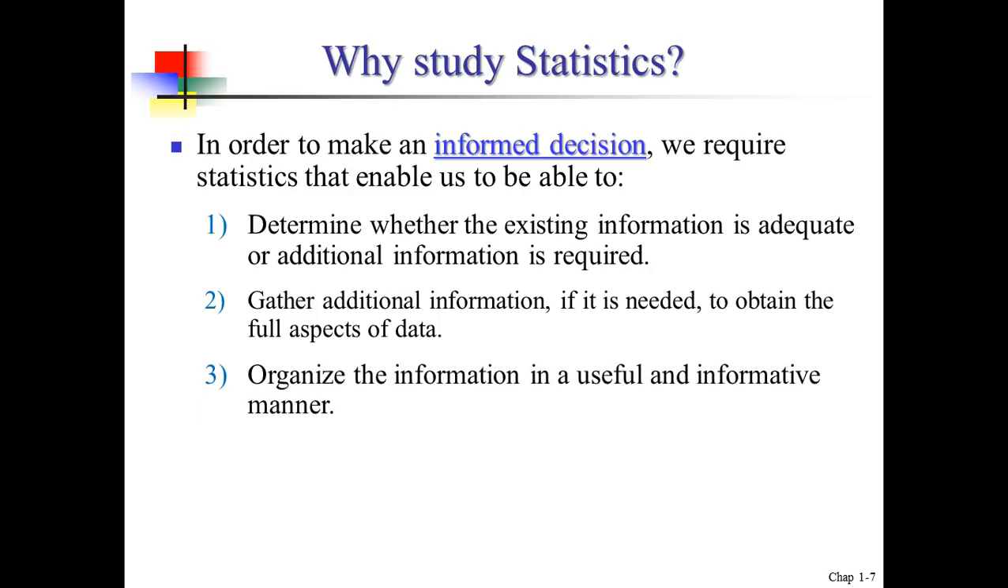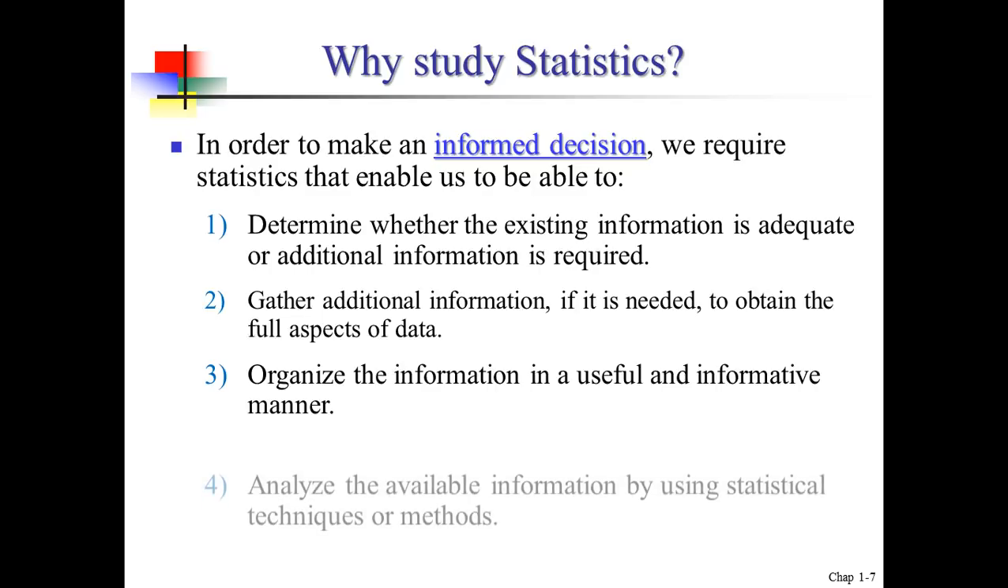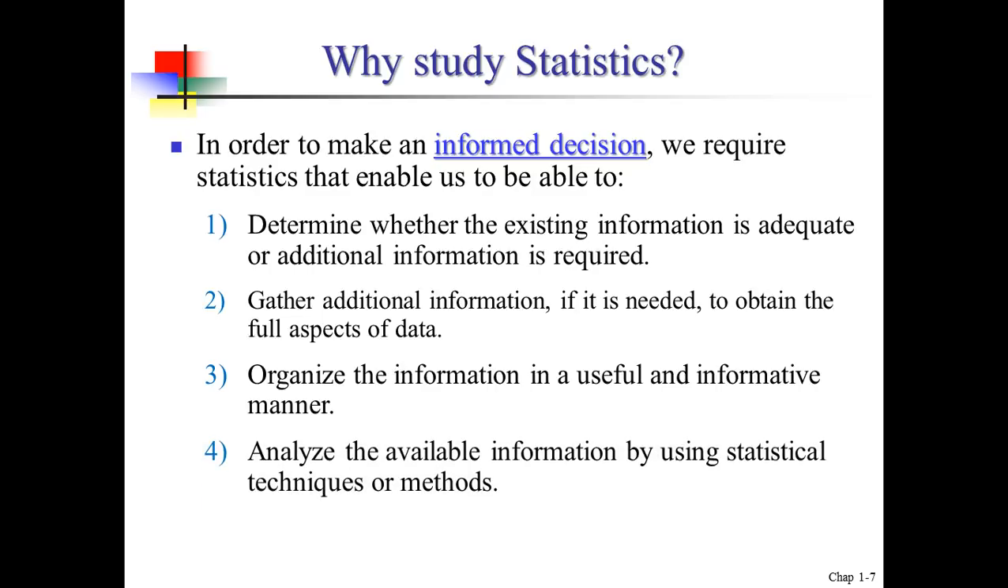Third, organize this information into a useful form. Because the data we collect from the source that we want is sometimes messy, we need to clean it, make it clear, and then organize it into the database that we want. That's why the third one is to organize information in a useful and informative manner. 4. Analyze the available information by using statistical techniques or methods. Analyzing, calculating, estimating the available information that we have in our hand. In order to analyze, normally we use a way, techniques, or methods.